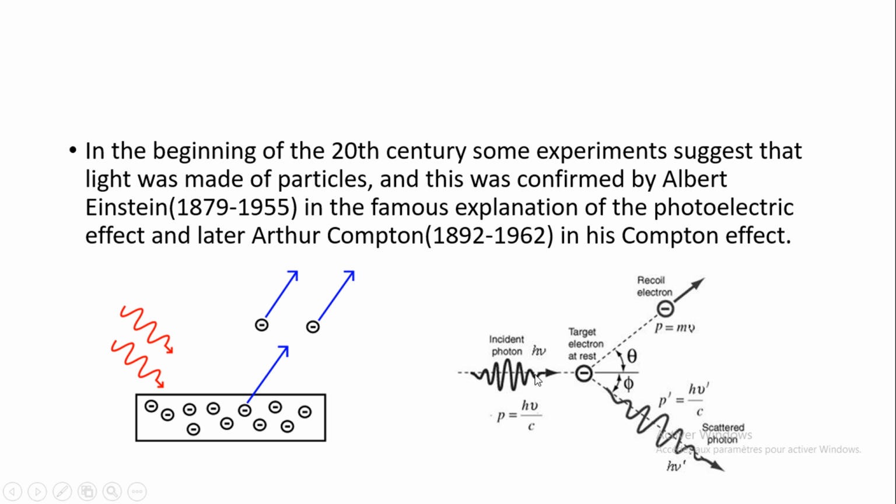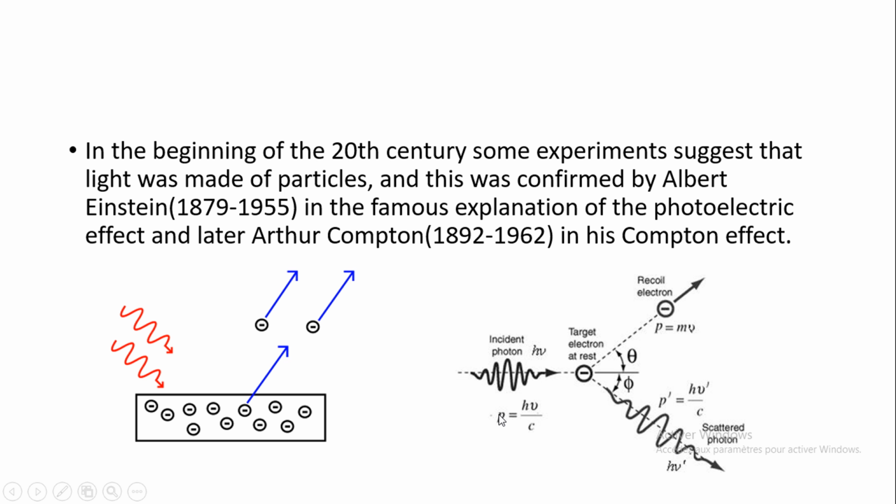The second was suggested by Arthur Compton and the Compton effect when he took an electron at rest and he took an incident photon. So when the photon hits the electron, we notice that the electron recoils in one direction and the photon scatters in another direction with another frequency and momentum.